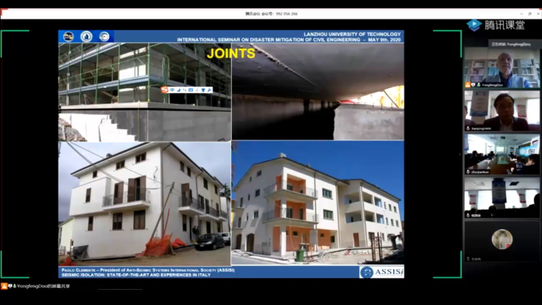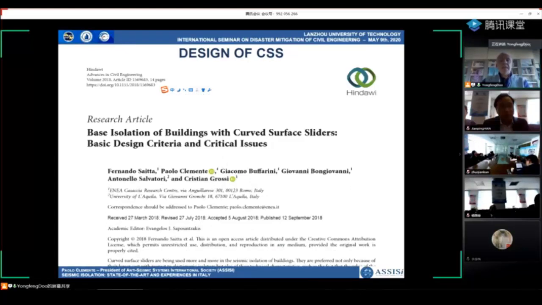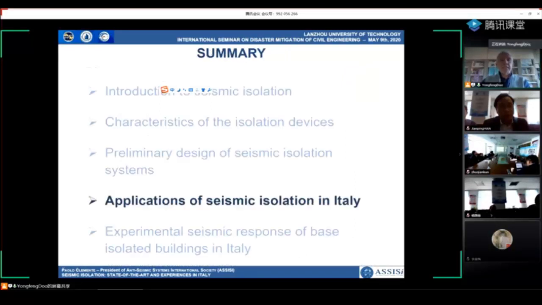These are typical seismic joints. It's not difficult to realize them. And these are typical flexible pipes for both residential buildings and also strategic buildings. Other details on this subject can be found in this paper, and about curved surface sliders also in this one, but we're publishing more recent, more up-to-date considerations about that in the near future.